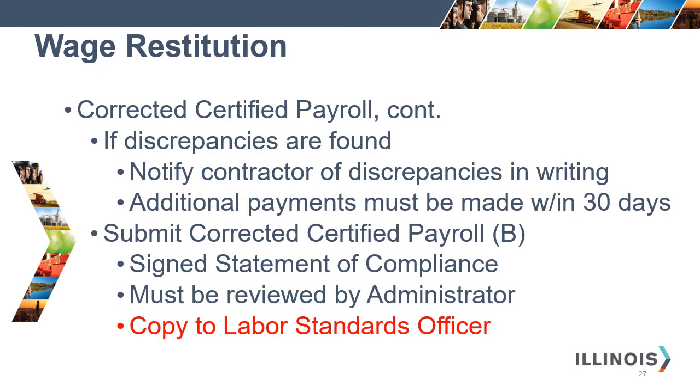While reviewing the corrected certified payroll, if discrepancies are found, you must notify the contractor of discrepancies in writing. Additional payments must be made within 30 days. Submit a corrected certified payroll, indicating that it is corrected certified payroll B. Again, a signed statement of compliance, and it must again be reviewed by the administrator with a copy to the Labor Standards Officer.